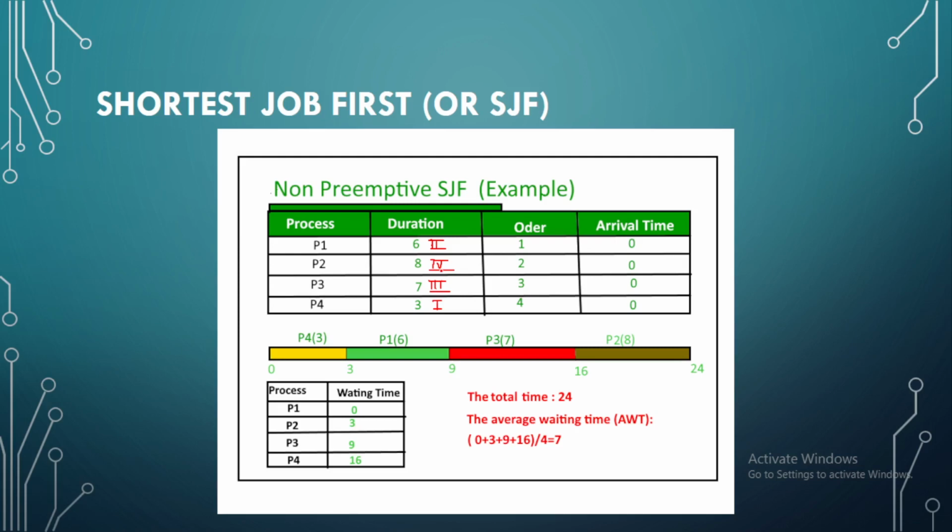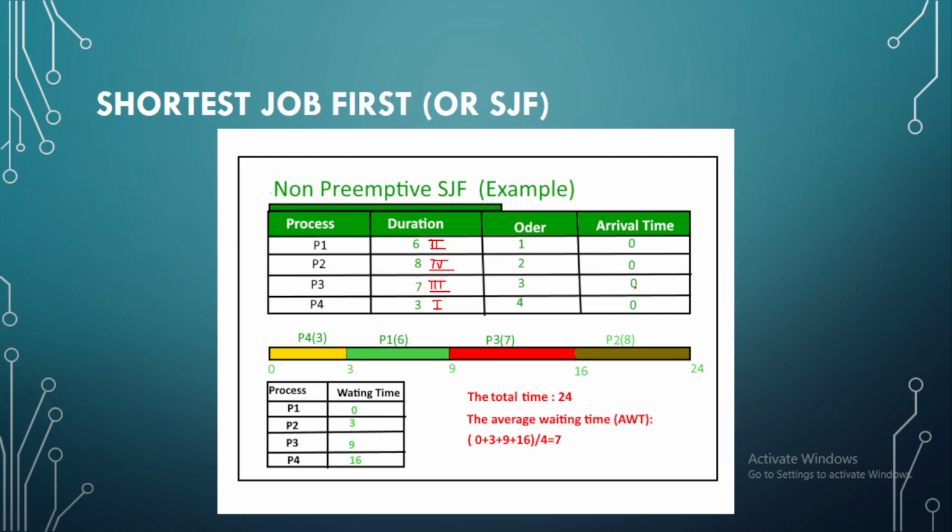Now we have to find the waiting time. We assume that all the processes' arrival time is 0. So process 1's waiting time is 0, process 2's waiting time is 3, process 3's waiting time is 9, and process 4's waiting time is 60. Now we have to find the average waiting time. The average waiting time is the sum of all the waiting times divided by the number of processes. So it will give the value of 7. Here we assumed that arrival time is 0.